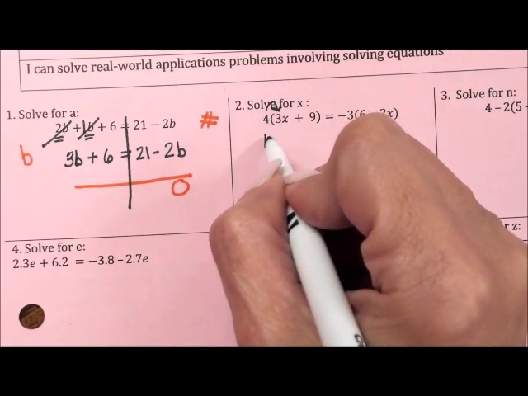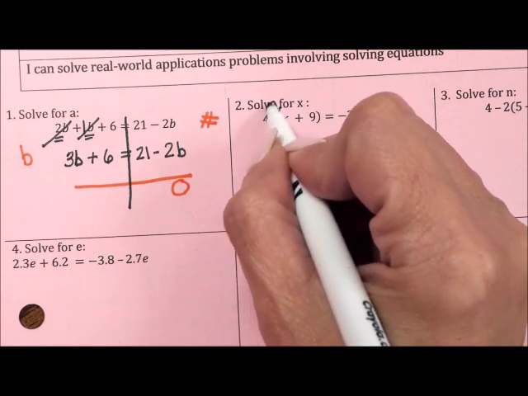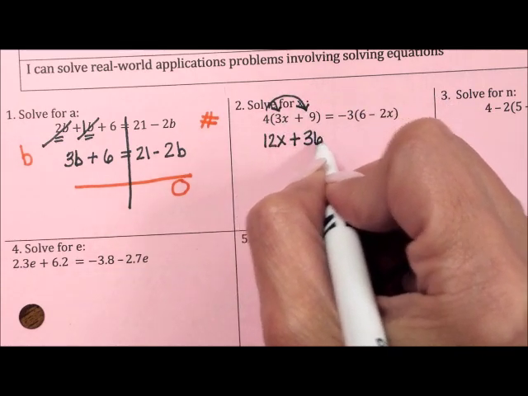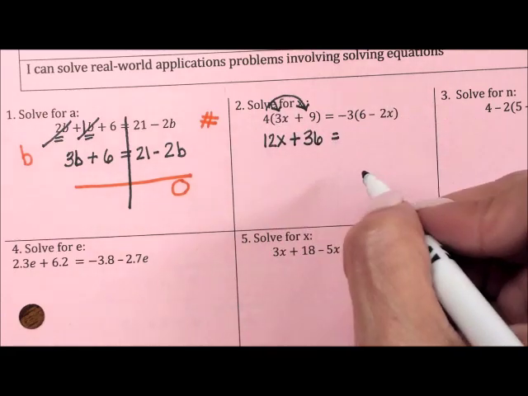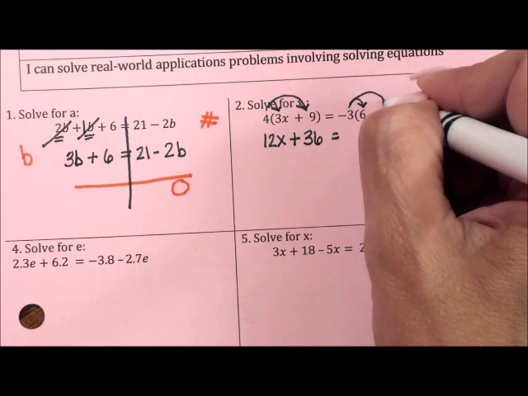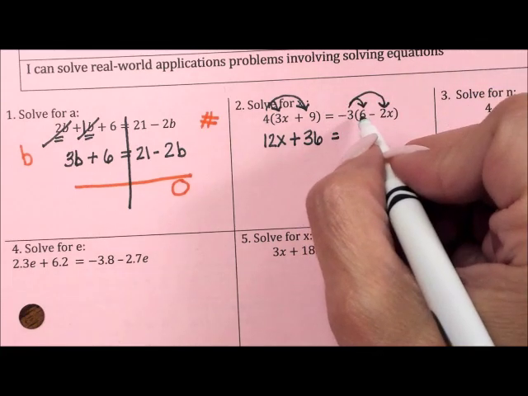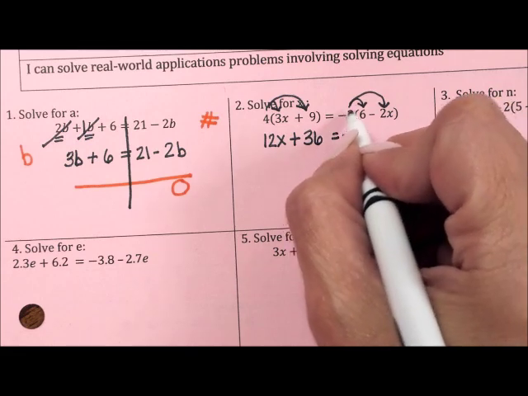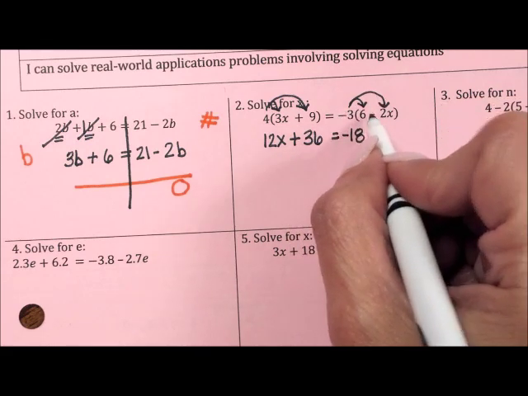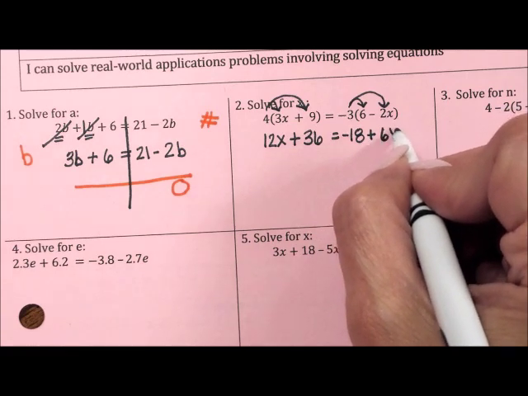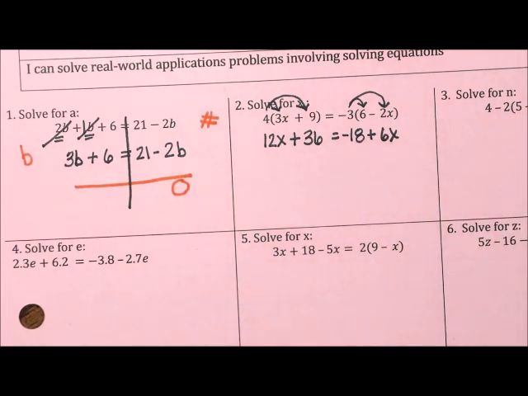4 times 3 will give me 12x, and 4 times 9 will give me 36. Hippity-hoppity, distributive property. We're going to multiply along the way. Here we go, hippity-hoppity. Negative 3 times 6 will be negative 18. Negative 3 times negative 2. Negative times a negative gives me a positive. 3 times 2 gives me 6. And I still have the x. Now I'm going to use that little trick.